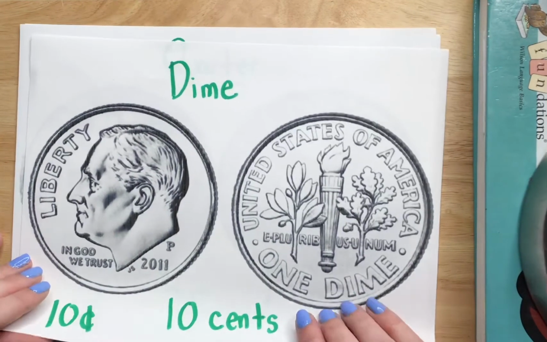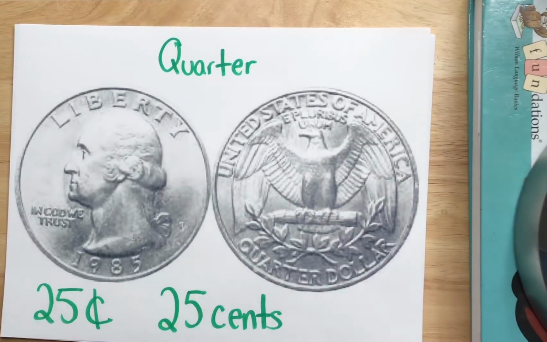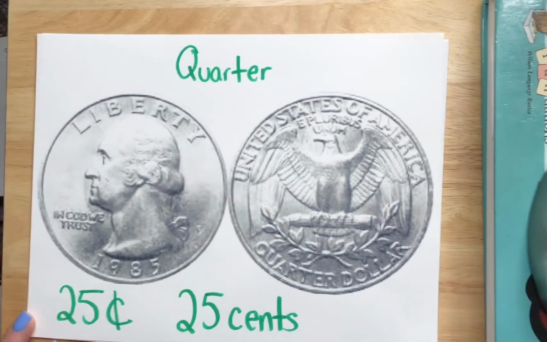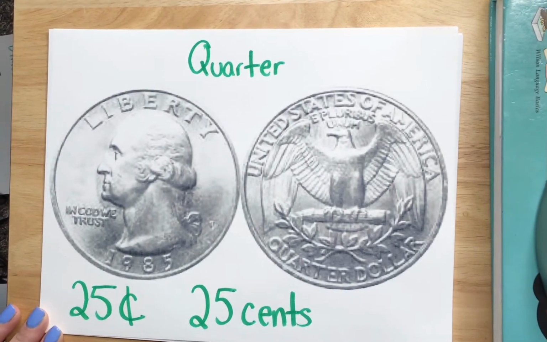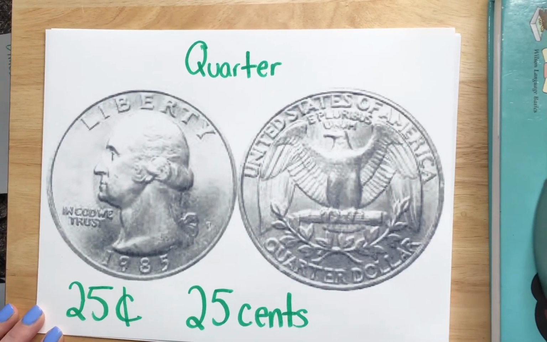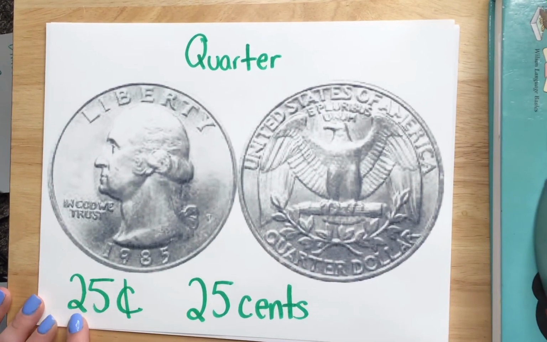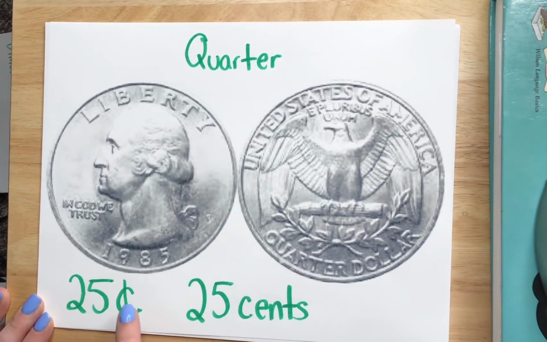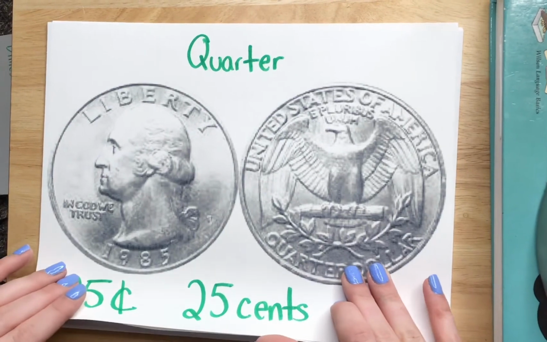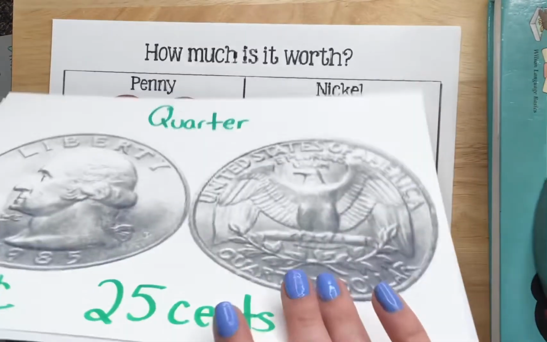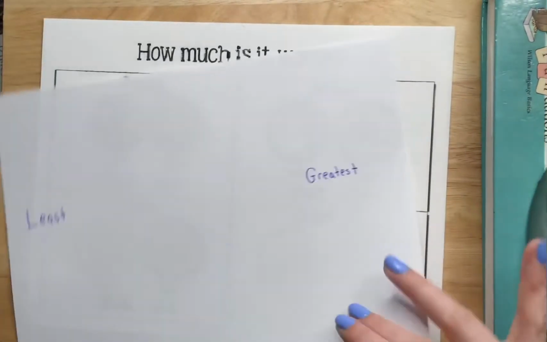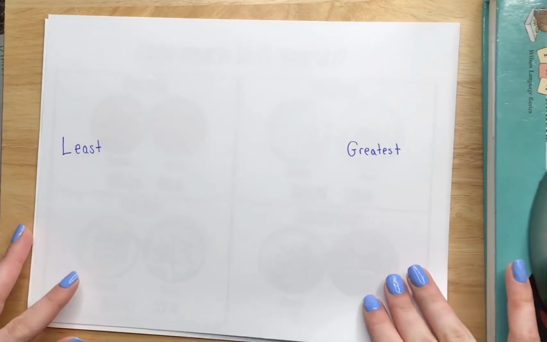And then lastly, we have the quarter. The quarter is the biggest coin, and it also is worth the most amount. The quarter is worth 25 cents. And this is the heads and the tails of the quarter. We have 25 cents. And don't forget, we have the 25 with the C and the line through it to represent the cents.